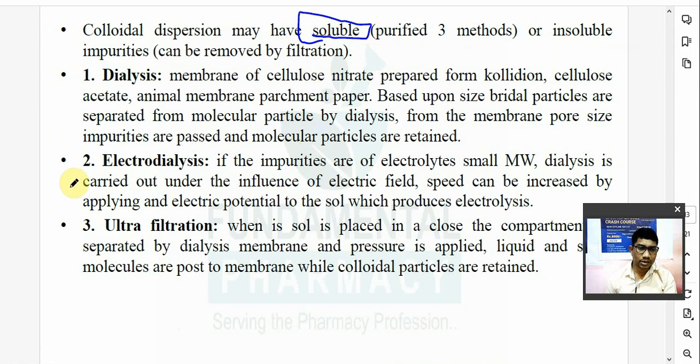Again, electrodialysis is there. It is the same thing, just you have to apply an electric current. If impurities are electrolytes of small molecular weight, then dialysis is carried out under the influence of an electric field, which can speed up the dialysis process. Dialysis means what? Removal of the undesired substance, removing it.